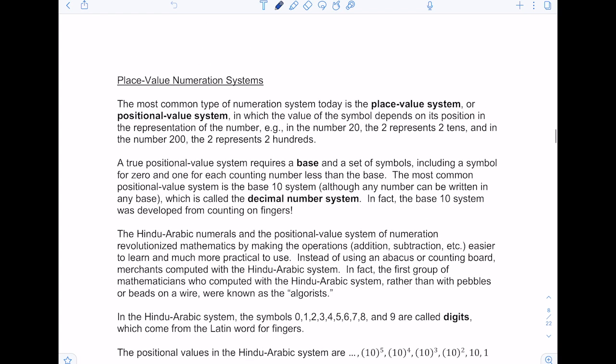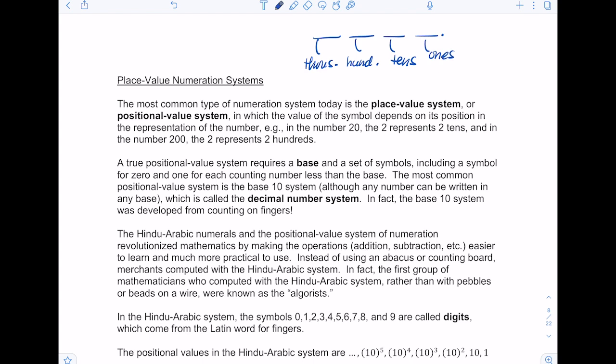So if you take any number, let's say we have a 4-digit number and our decimal place is to the right. In that first place there, we have the ones position. In the second, we have our tens. In the third, we have our hundreds. And in the fourth place, we have our thousands.